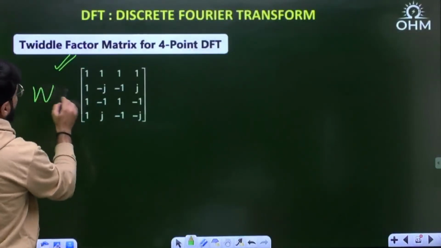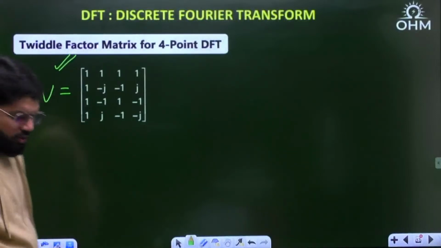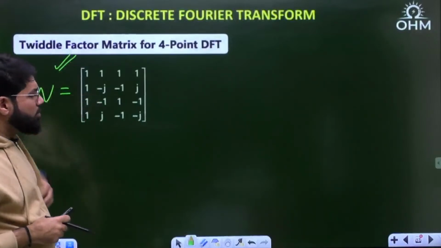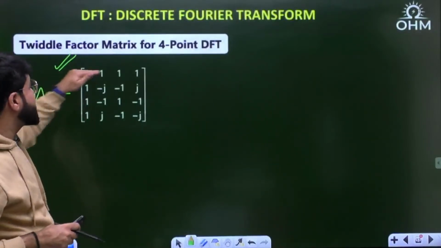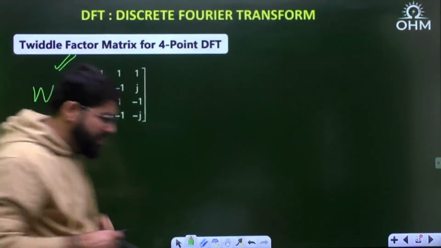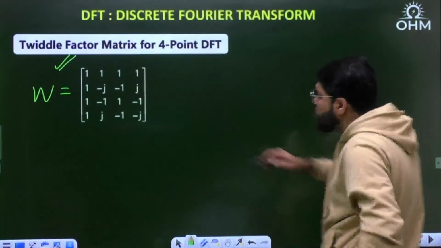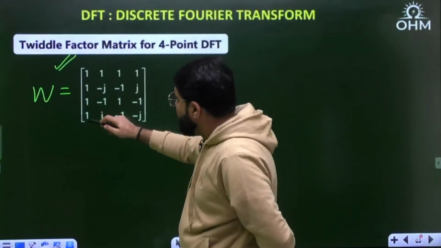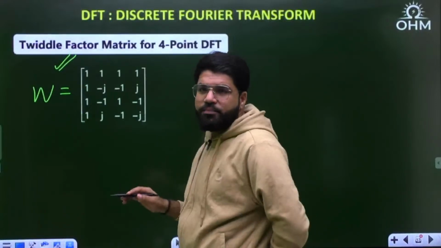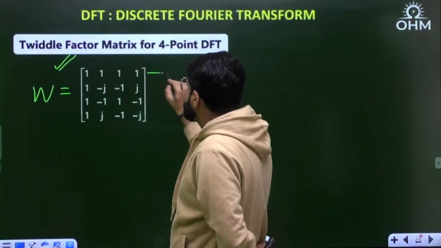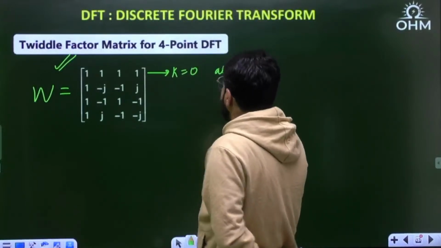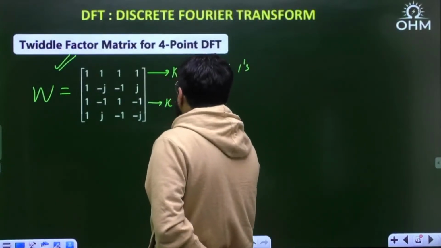This is W for a 4-point DFT. Now I'll talk about some simple points here. The first row, corresponding to X0, will always be all ones. You notice the relation between the fourth and second rows. The first row corresponds to k equal to 0, which means all ones, and this other row corresponds to k equal to 2.